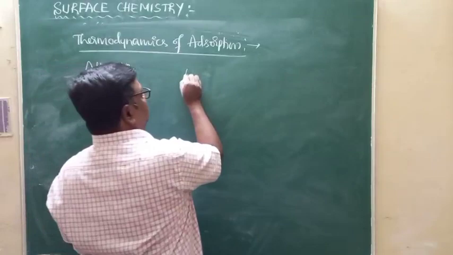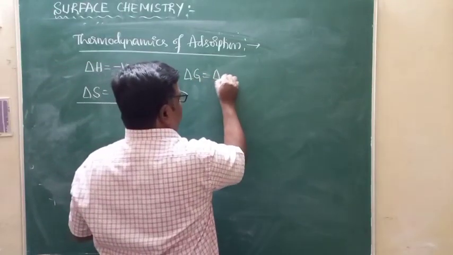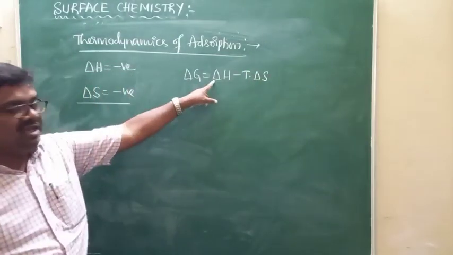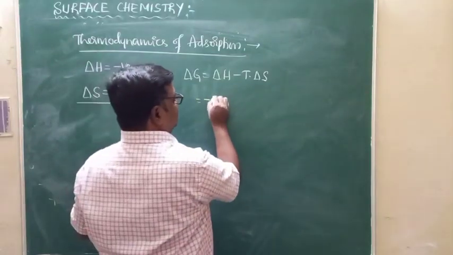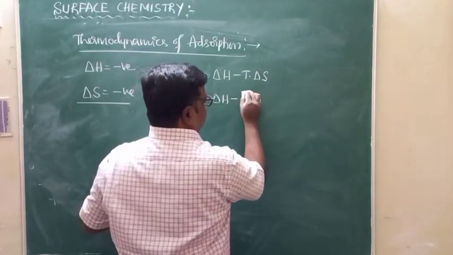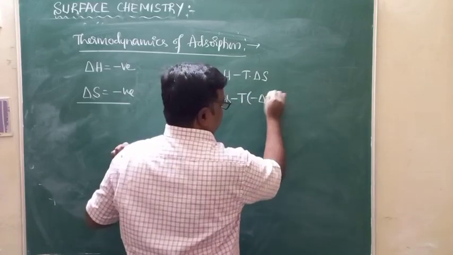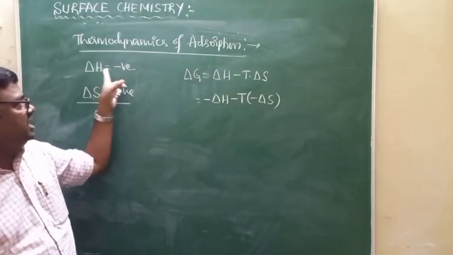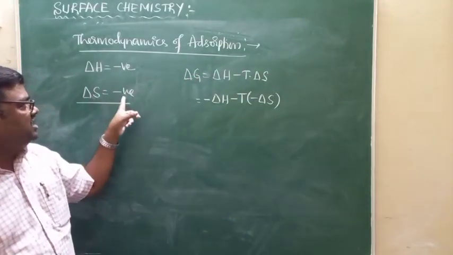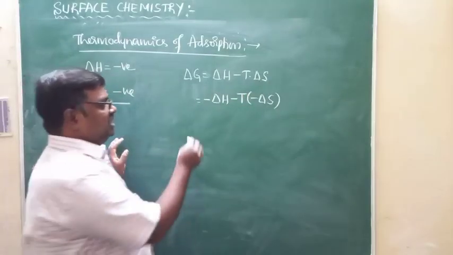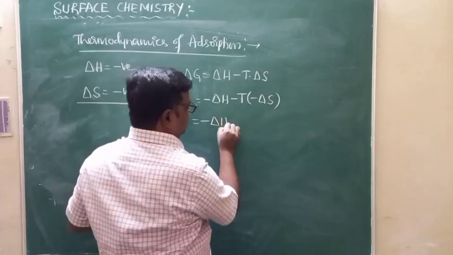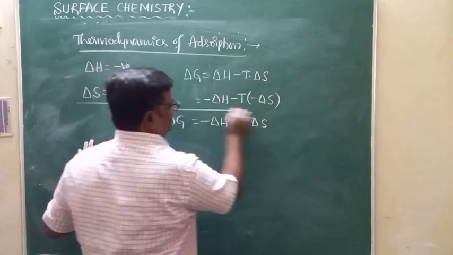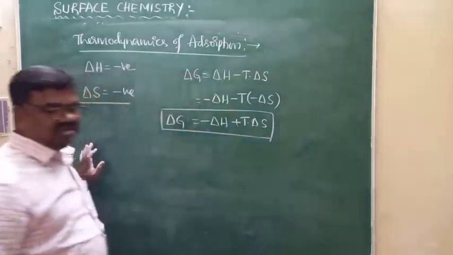Because of that, the Gibbs equation, delta G is equal to delta H minus T into delta S, will take a different form. Since delta H is negative and delta S is negative, the equation becomes minus delta H minus T into minus delta S, that is, delta H plus T into delta S. So this is the Gibbs equation for the adsorption process.